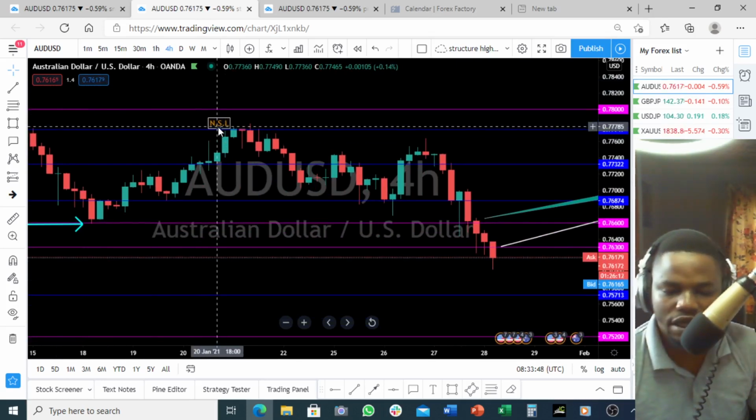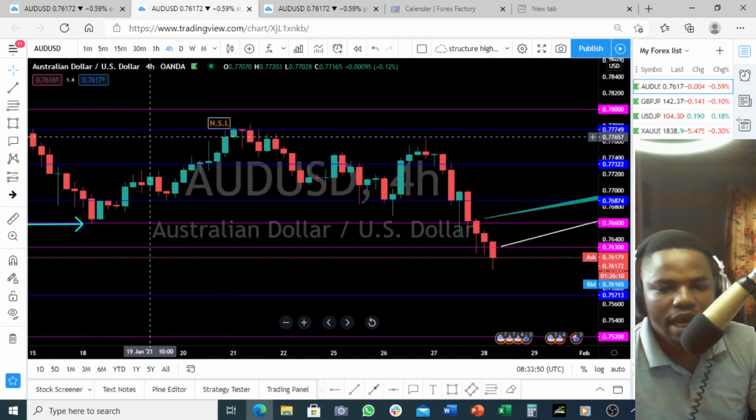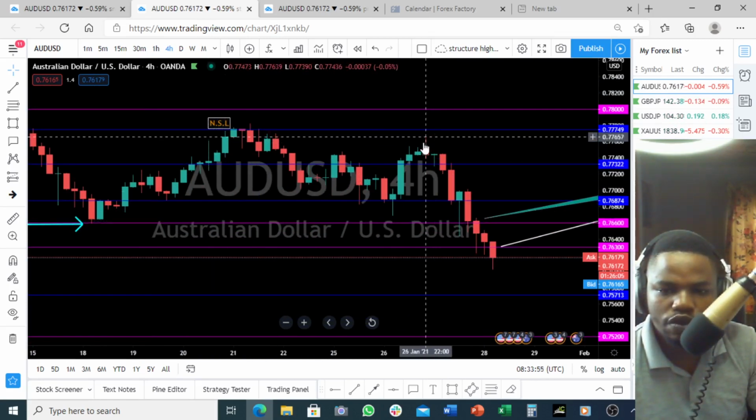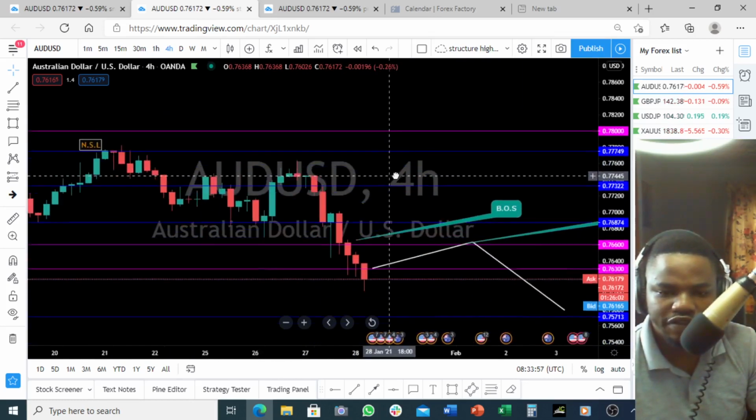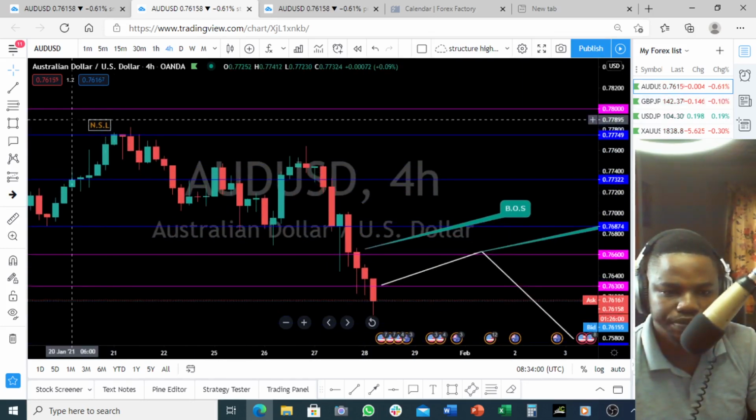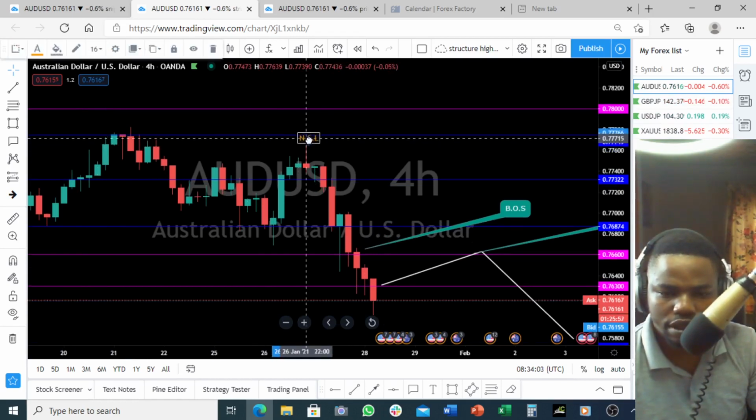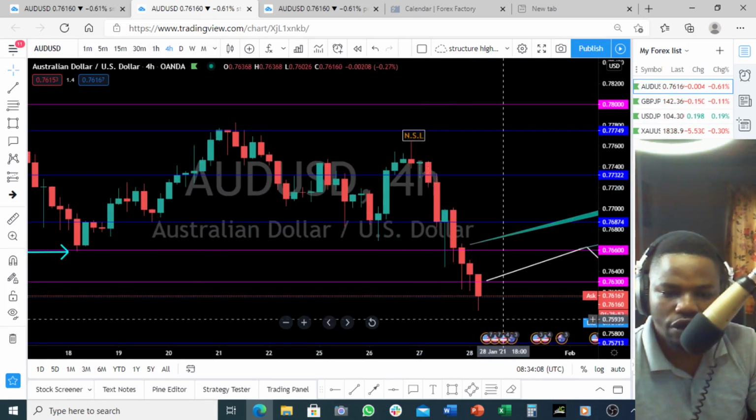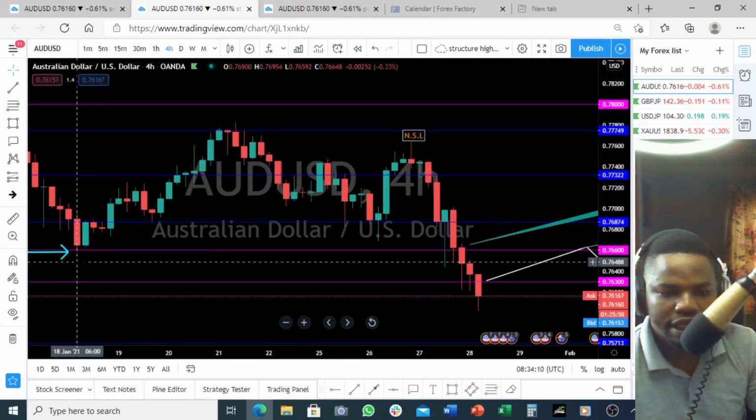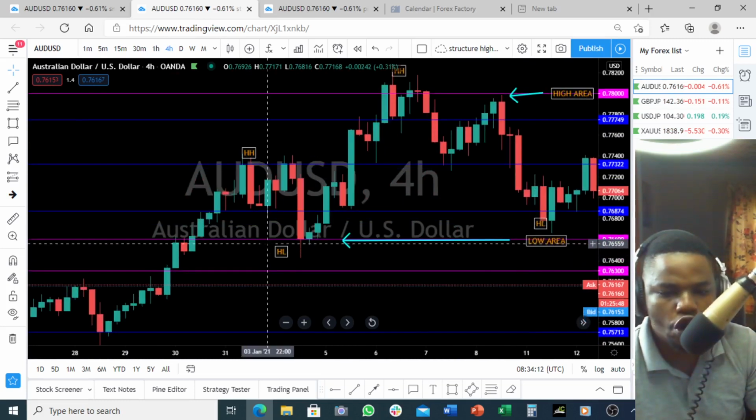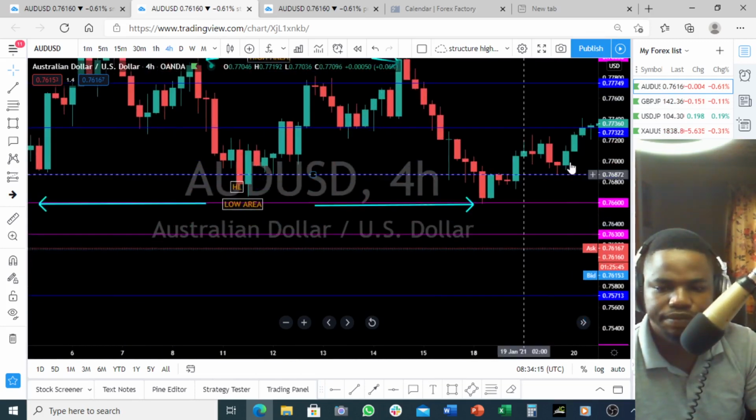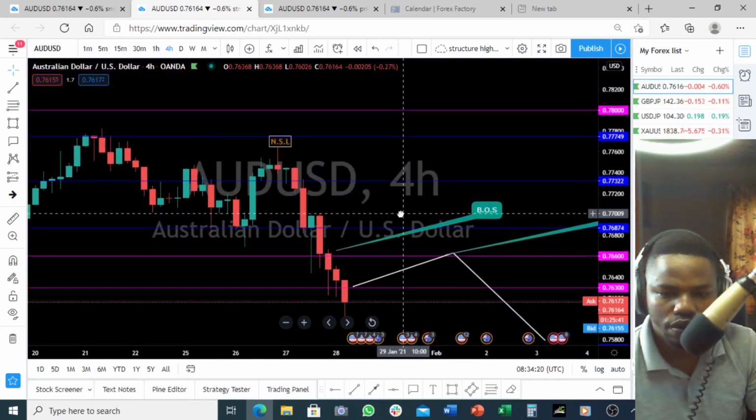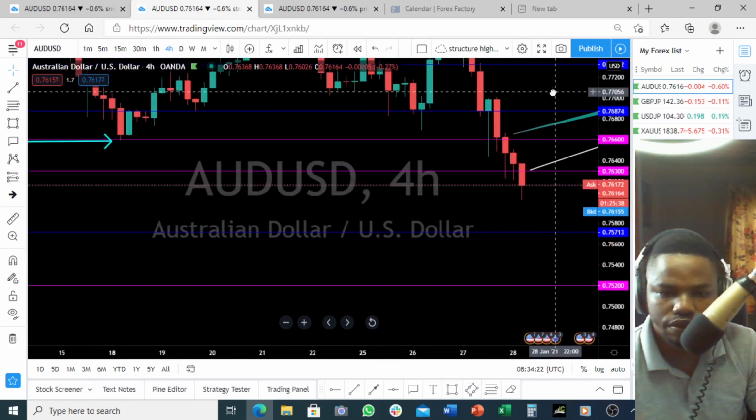Why a new structure low? Because from this move right here, this could even have been a new structure low. Let's put it here so that we can talk about something that makes sense. Why is it a new structure low? Because this leg alone broke this area, our last known higher low point. No, this won't be the new structure low. This should be the new structure low.